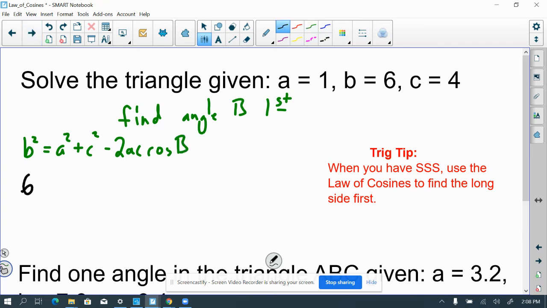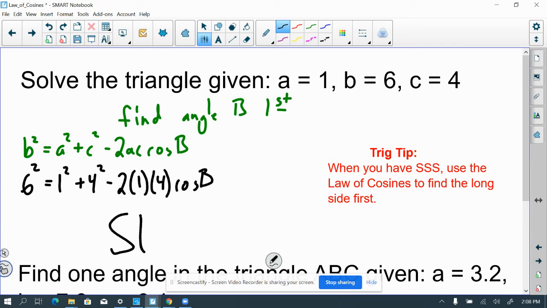b squared is 6 squared equals 1 squared plus 4 squared minus 2 times 1 times 4 times the cosine of B. Now, this is another one of those times in this class where you want to slow down and totally realize everything you're doing, because lots of people make mistakes here with the order of operations, and you cannot afford to do that. Order of operations needs to be totally mastered. You're adding these two things, and you're minusing this whole thing. They're not like terms. So you're never going to combine those things, never.